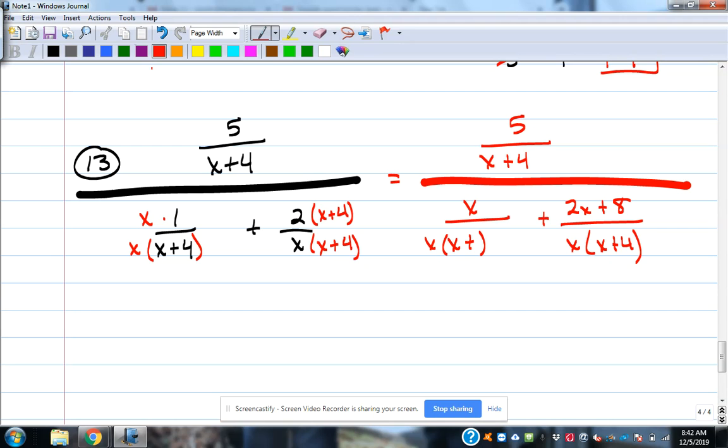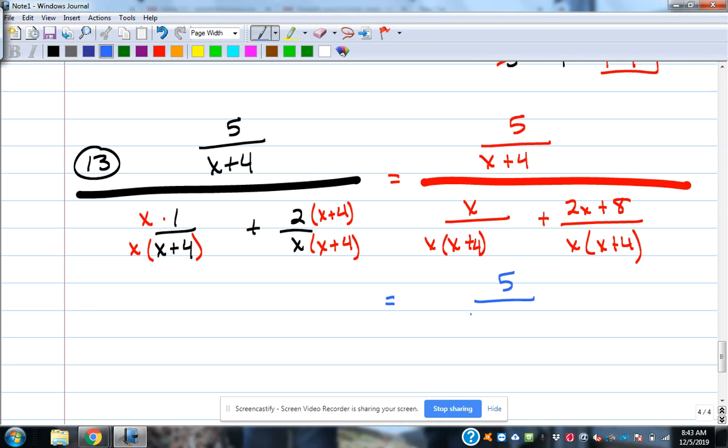Okay. So we're not doing anything with the numerator. I've just copied it over. I haven't done anything with it yet. So I just multiplied 1 times x. That's how I got x on top. 2 times x is 2x. 2 times 4 is 8. So now you cancel out the x plus 4, right? No, there should be a plus 4 right there. Now, can't cancel out the x plus 4, so we do the division problem.